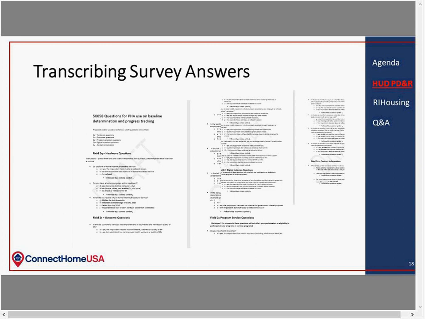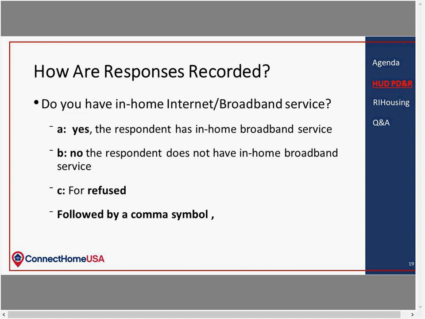In that way, you can take down a bunch of long answers in very simple, short keystroke answers. So for the question, do you have in-home internet broadband service? This is the first question on the survey. You can simply answer A, B, or C. Those letters won't be repeated within the field, so the next question will have D, E, or F as your potential answers. You just pick one of those letters and then type it in, followed by a comma.